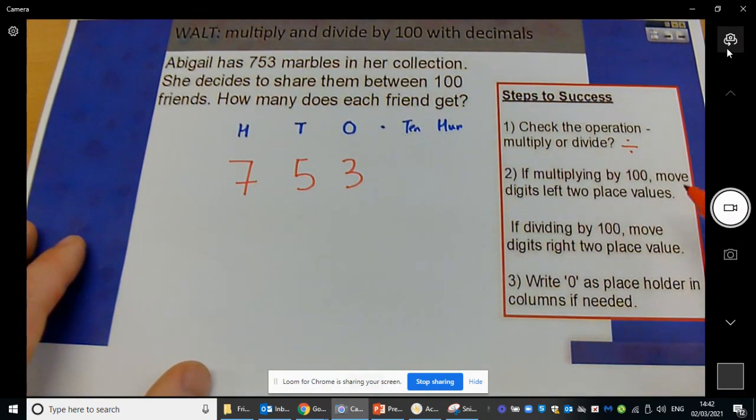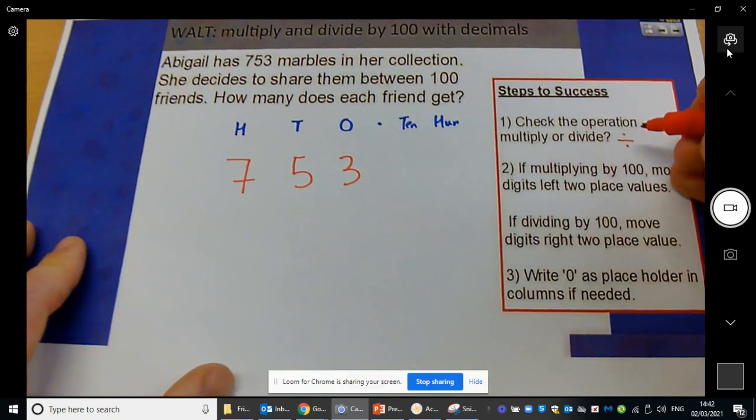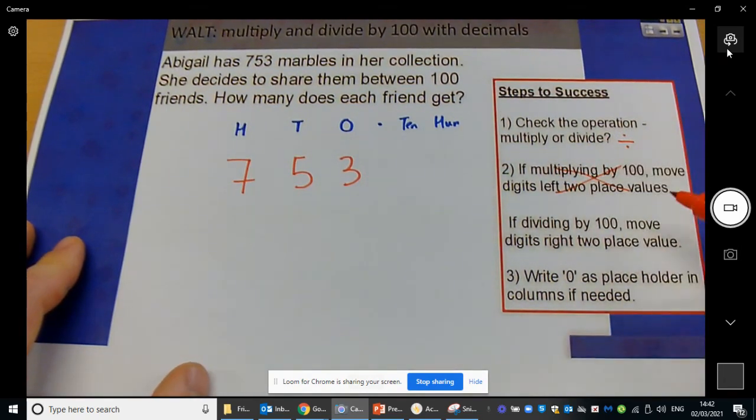If multiplying by 100, move the digits to the left 2 place values. Are we multiplying by 100? No, we're not. So we don't need this bit. If we're dividing by 100, are we dividing by 100? Yes, we are. Move the digits right 2 place values.